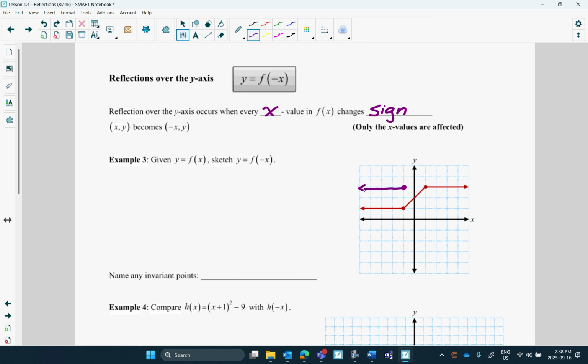I'm going to keep track. This one flips where? This one stays exactly where it is. This one flips here, and I'm going to connect. This one flips over here. Make sure it's an arrowhead. And you got it. Invariant point: 0, 2.